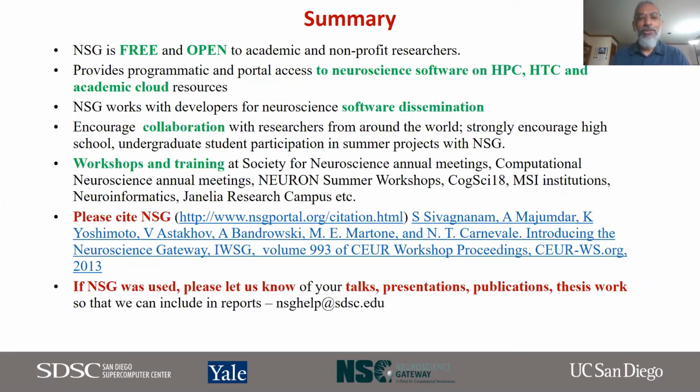So to summarize, NSG is free and open. We provide neuroscience software for both modeling and high throughput computing for data processing. NSG is trying to be a software dissemination platform. We have many workshops and training, but the last two bullets are very important for us. If you use NSG for your work, please cite this paper in your presentation, publication, MS, PhD thesis work. And if you publish, present, or use it for MS or PhD, please send us an email and let us know. These are very important for us to collect because we use that to get, next year, millions of hours of supercomputer time for all of you, and also to write funding proposals to keep NSG going.